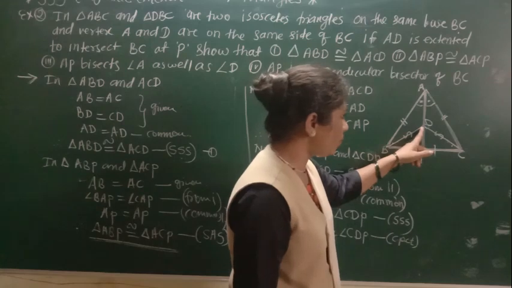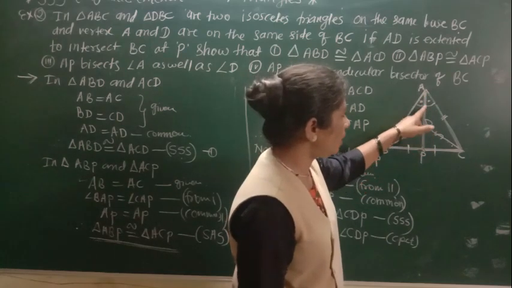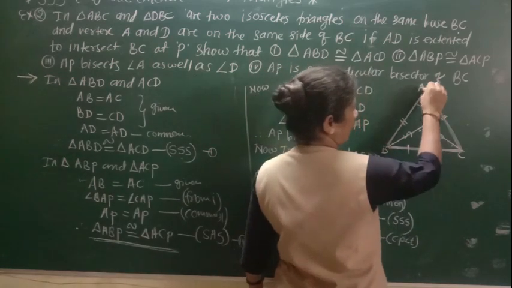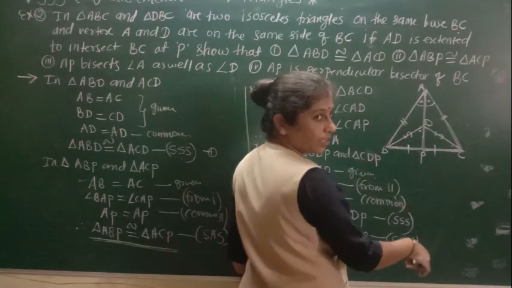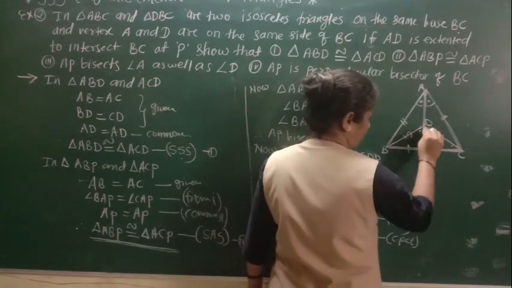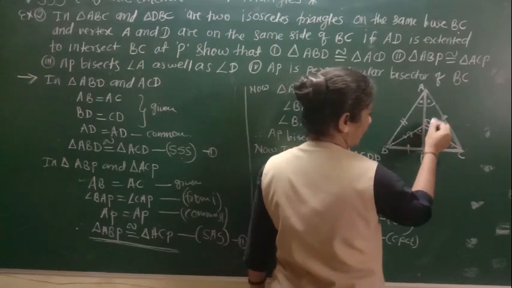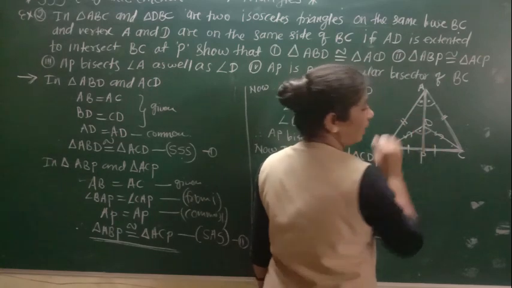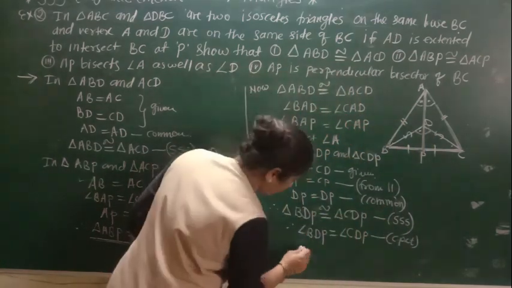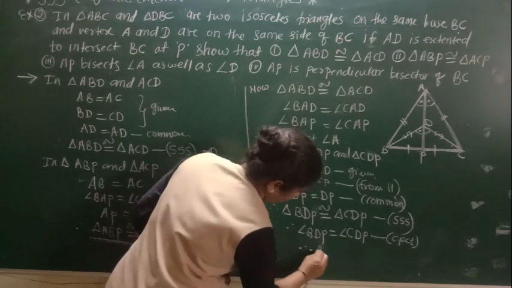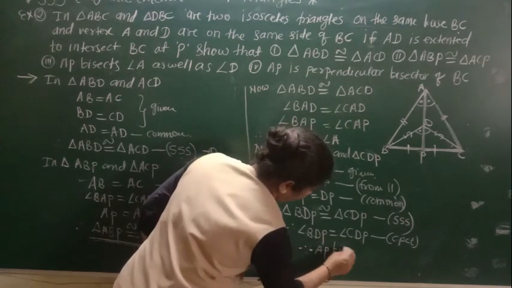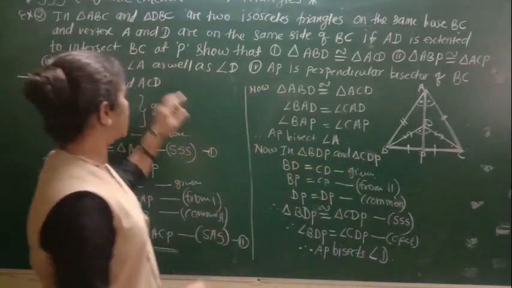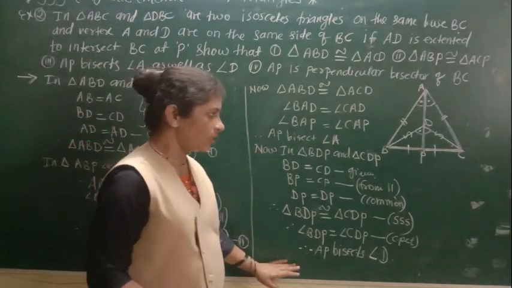So when angle BDP equals angle CDP, it means that DP bisects angle D. Okay, so DP means what? A is the point on this DP. So if DP bisects angle D, then we can say that DAP also bisects the angle D. Understood everyone? So here we will write AP bisects angle D.